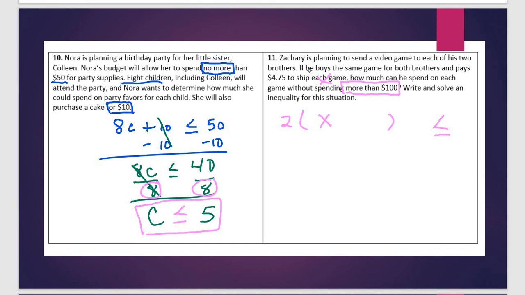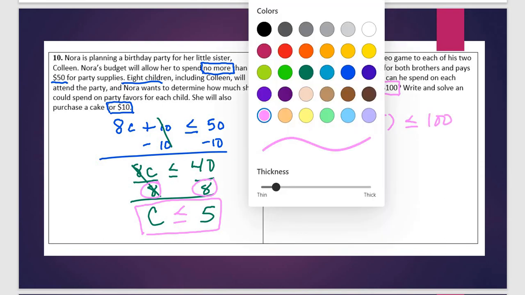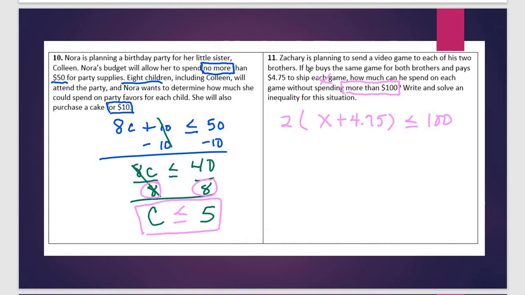So this is your gain plus your shipping. And let me move this over right here. So you have $100 that he can spend. He can spend exactly $100, but he cannot spend more than that. Now we're going to use distributive property.